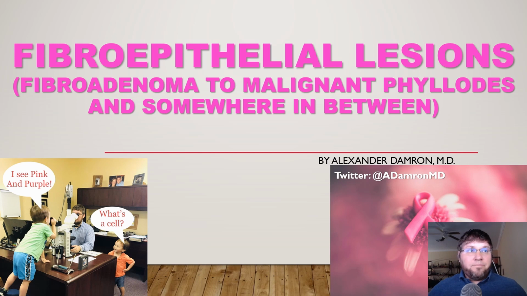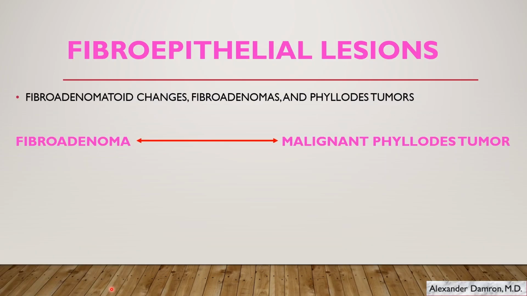So let's get started. When we talk about fibroepithelial lesions in the breast, we're really referring to fibroadenomatoid changes, fibroadenomas, and phyllodes tumors, right? And if we leave fibroadenomatoid changes out, because we're really considering them more of a hyperplasia than a neoplastic change, then we're talking about the continuum of fibroadenomas all the way to malignant phyllodes tumors. We want to consider this a continuum of similar entities, right? And where you fall on this line can change your diagnosis.